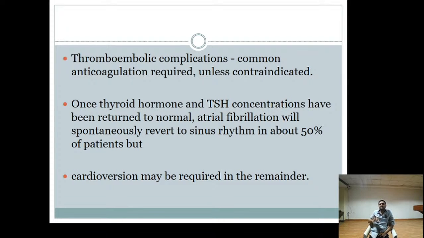Thromboembolic complications are generally seen in atrial fibrillation, AF, and thyrotoxicosis, for which anticoagulation is required unless it is contraindicated. This atrial fibrillation reverts to sinus rhythm in 50% of the cases. If it is not reverted, then we go for cardioversion.